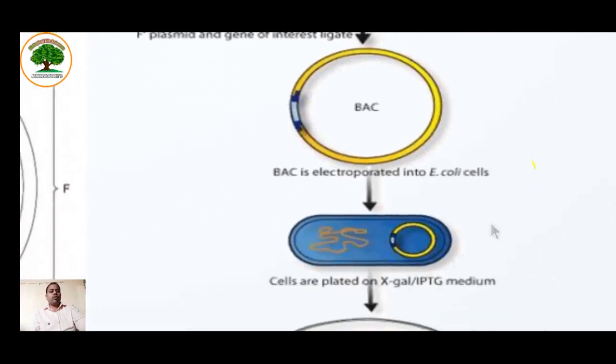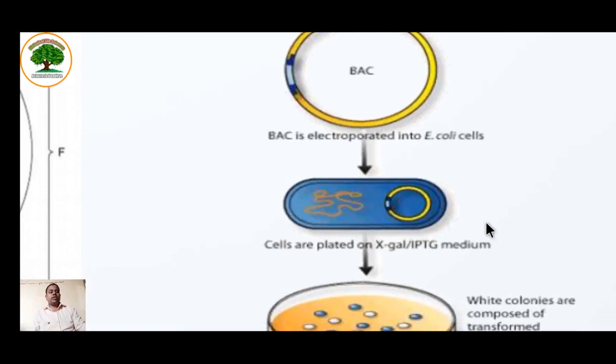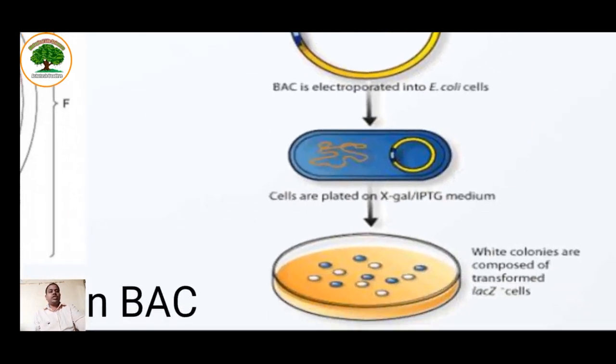As you know, electroporation is giving a slight shock to the bacterial cell, in which it can take up the DNA. So now this DNA, that is the bacterial artificial chromosome, is taken up by the bacteria. As we are having the lacZ gene here, it is used as a selectable marker. So we have to use two components, that is X-gal and IPTG, in the medium.